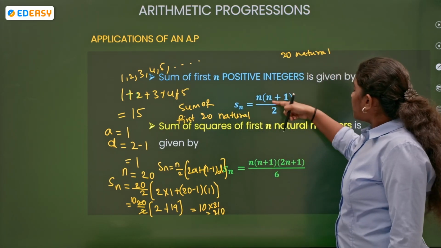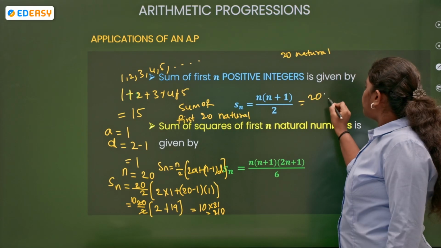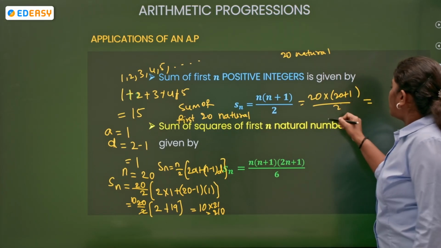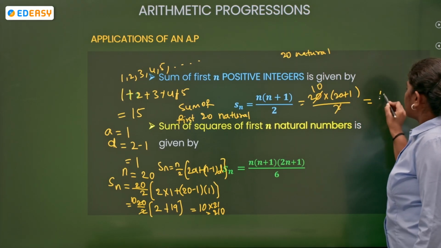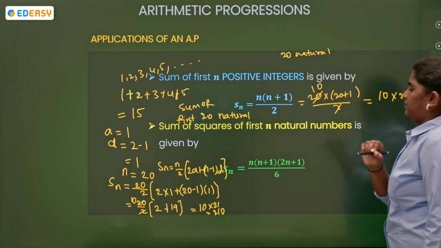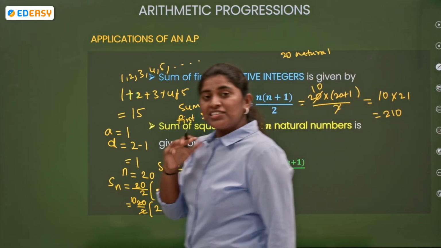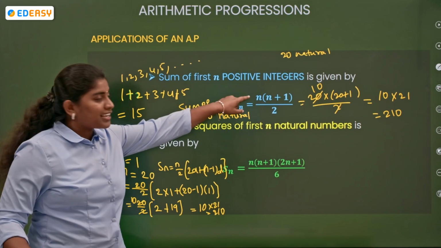Now put the n value as 20 here. So 20 into 20 plus 1 by 2. Now 2 will cancel 20 for 10 times. So 10 into 21, which is nothing but 210. Right? So now tell me which is the easier for us. That is the second one, right?